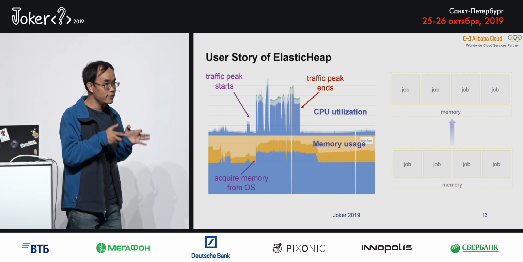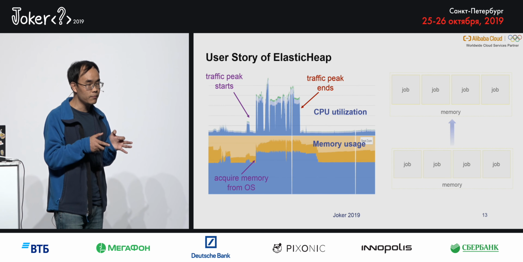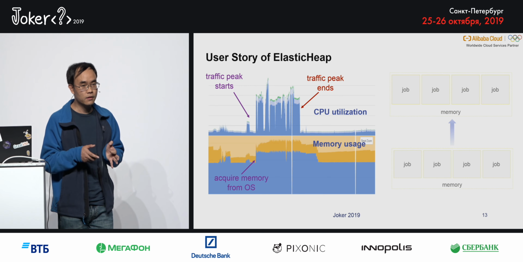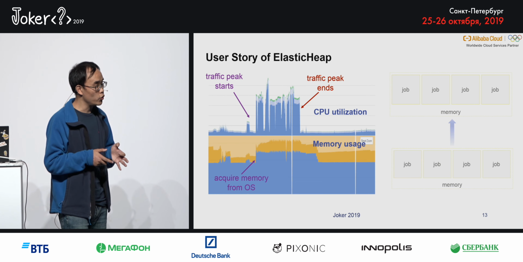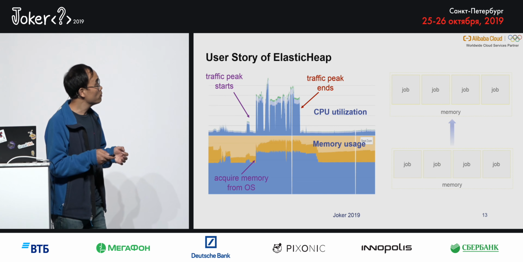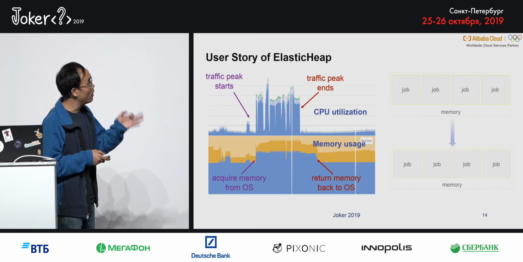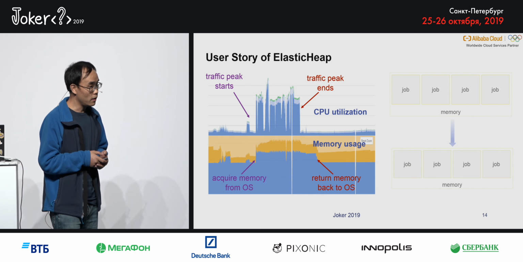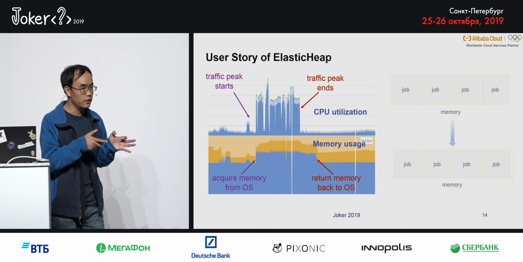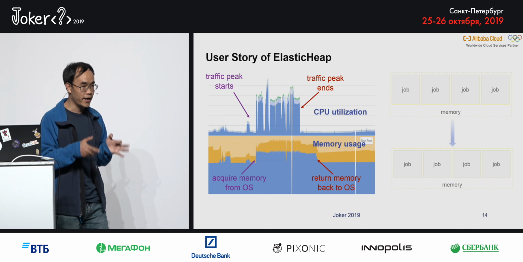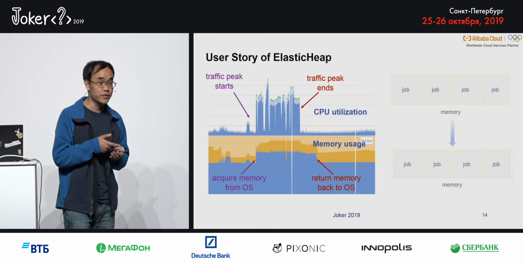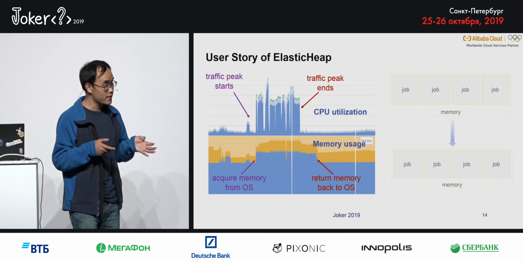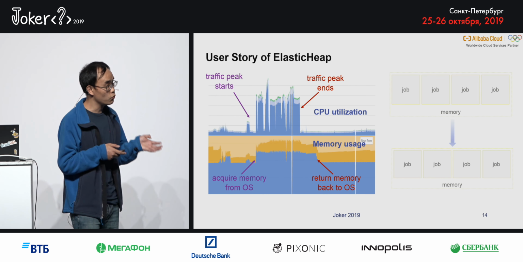Then at this time, during peak time, the JVM process for the online job has enough memory to handle requests. So when the traffic peak ends, the Elastic Heap will check again and find that the memory is not used because the traffic is down. So then it has the ability to return memory back to the OS.